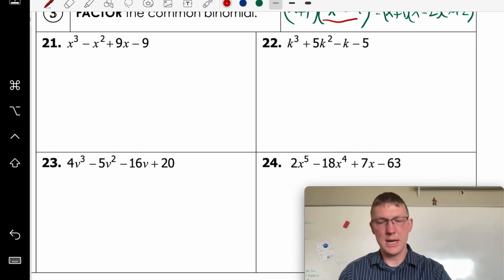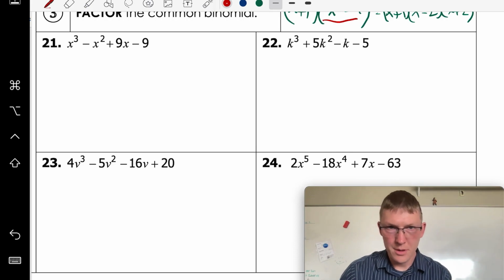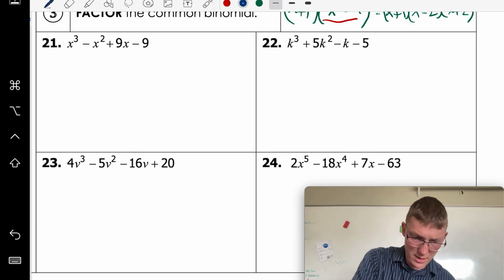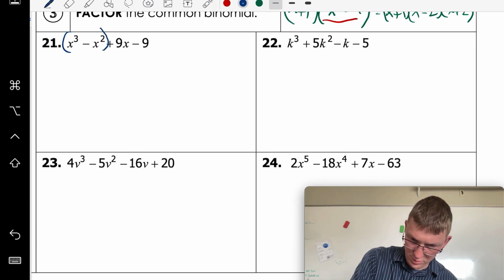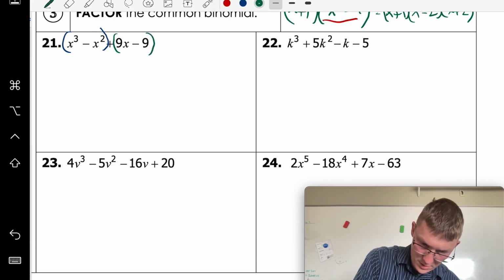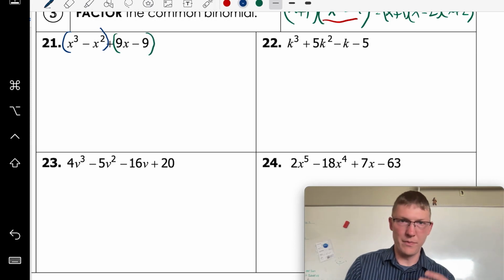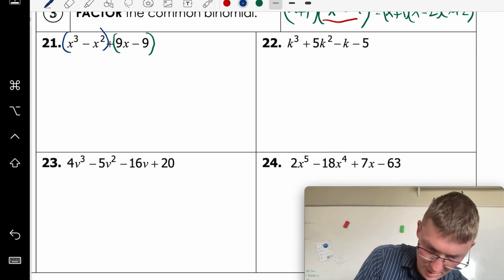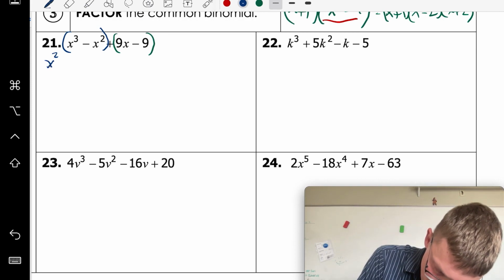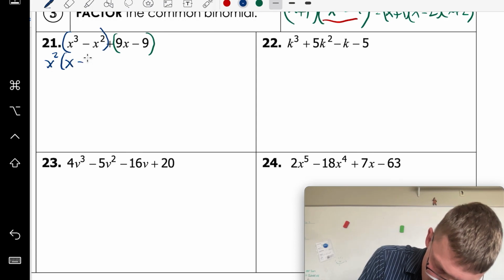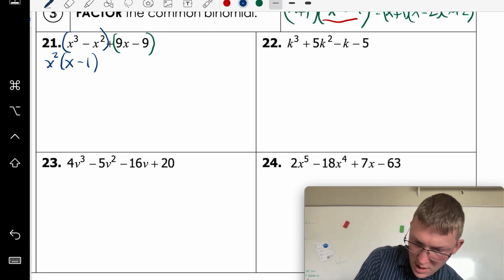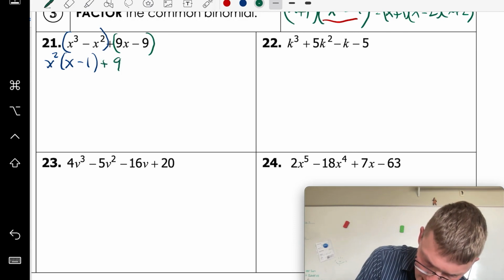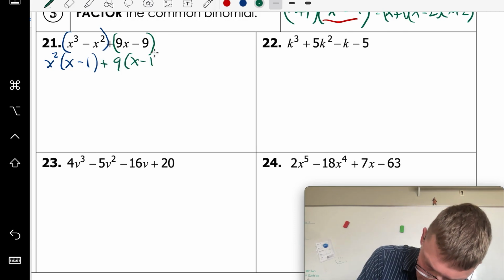Okay, let's try some examples. So if we're looking at 21, you can just group the first 2 together and then group the second 2 together. And again, we're trying to make them have a similar factor in common. So with my blue group, we're going to pull out an x squared. So we've got x minus 1. And then our green group, we're going to pull out a 9, and then we're going to have x minus 1.